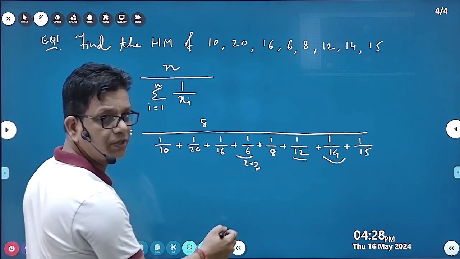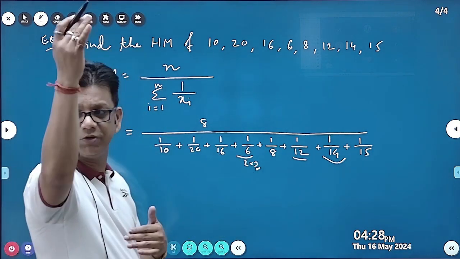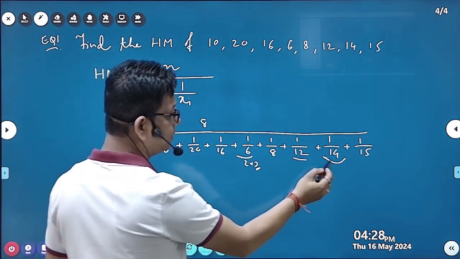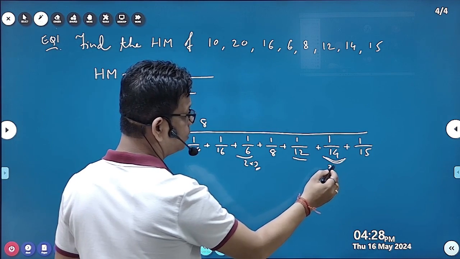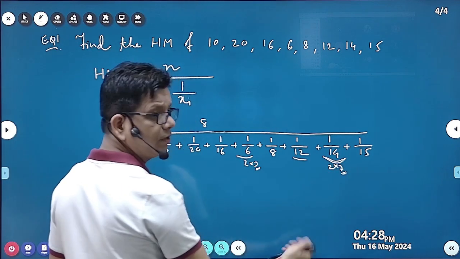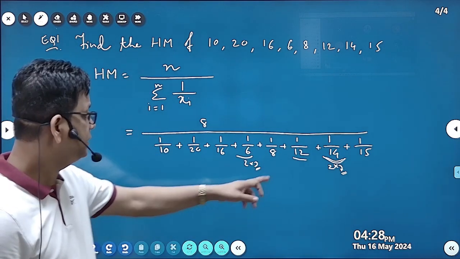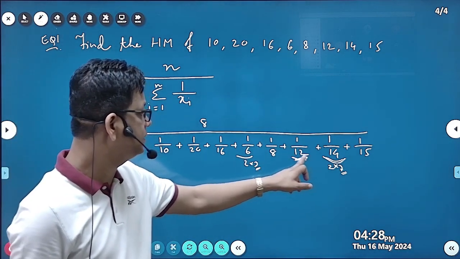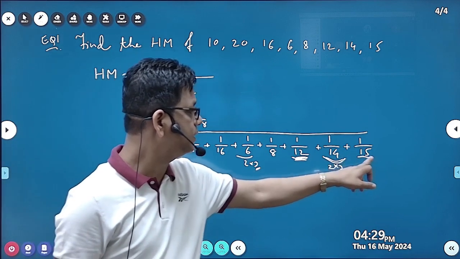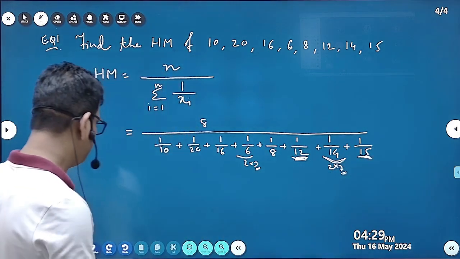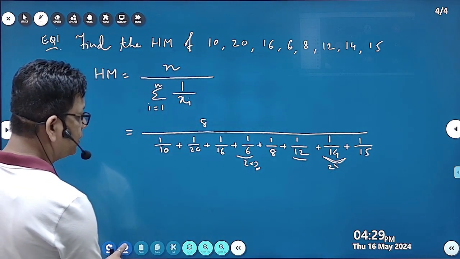For having this 3, the decimal will keep on going. Similarly 14 is having 2 sevens. When only 2s and 5s are there, the decimal always terminates. But if 3 is there, like 3 into 4, 3 into 5, these decimals will be non-terminating. So we need to round it off.